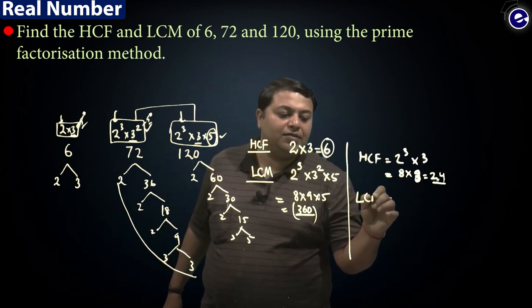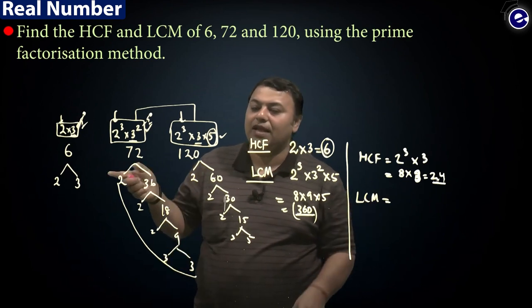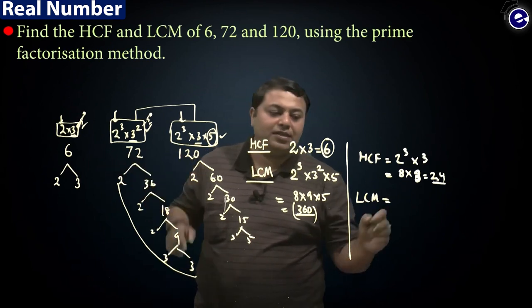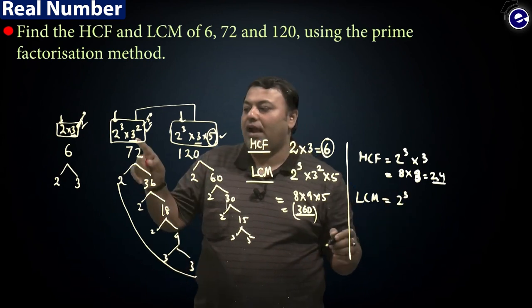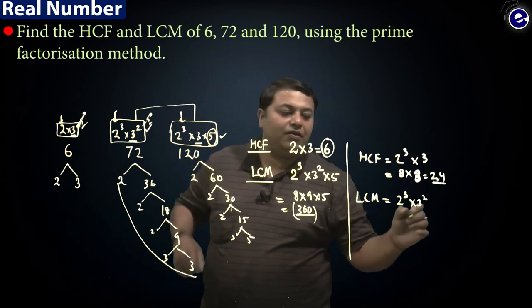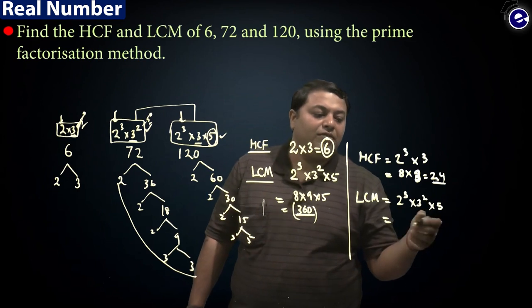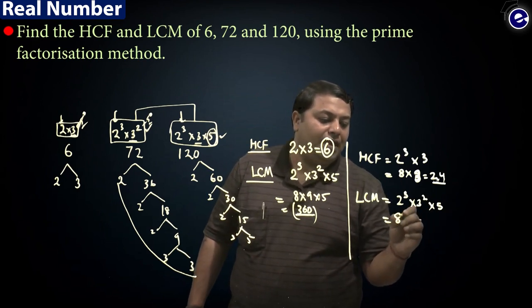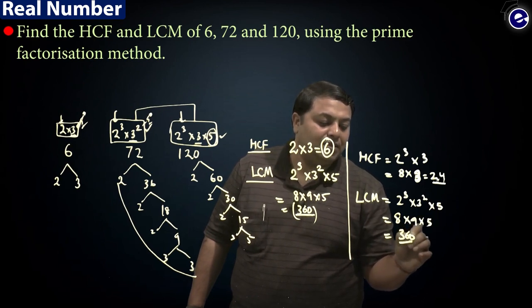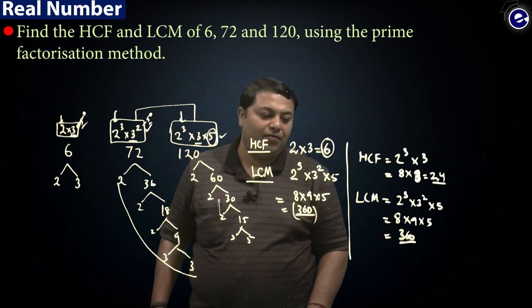If someone asks you the lowest common multiple, lowest means you have to take the highest power, and if they are the same, you just take it as it is. For 3 square, the highest is 3 square, and then we have only 5. So that is 2 cube into 3 square into 5. 8 into 9 into 5: 8 fives are 40, 40 nines are 360. So 360 is the lowest common multiple for both of them.